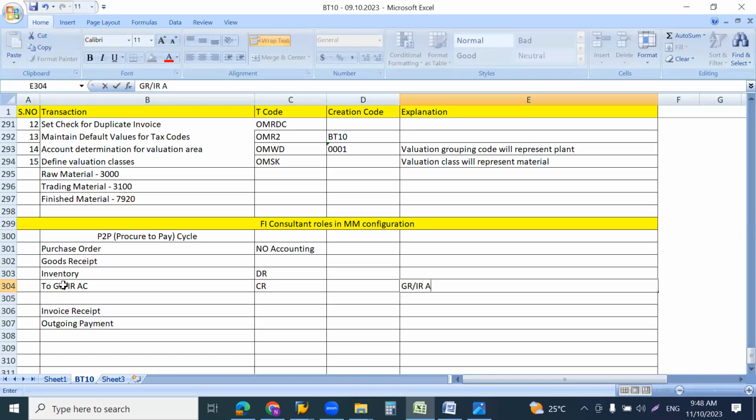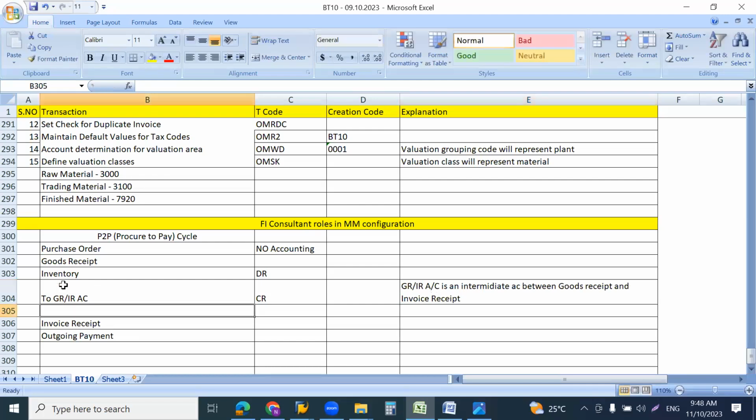The GRIR account is an intermediate account between goods receipt and invoice receipt. The GRIR account is an intermediate account. Clear? Next one.